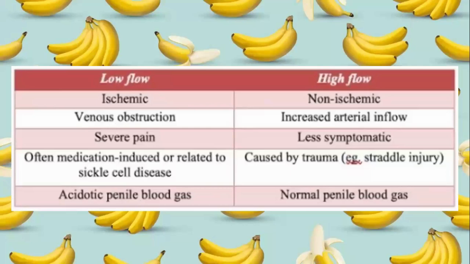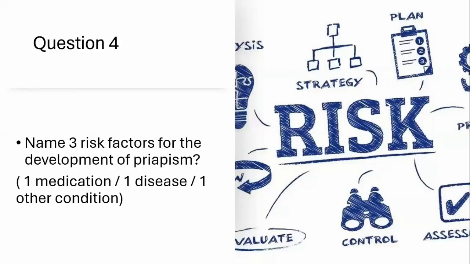So low flow is ischemic due to the venous obstruction. It causes severe pain. And it's often medication induced or related to sickle cell disease. So the medication, whether it's Viagra, those type of things, or where they get the injection to get an erection. Okay. And then obviously you're going to have an acidotic blood gas when you start aspirating. Cool. I think I've given most of the answers.